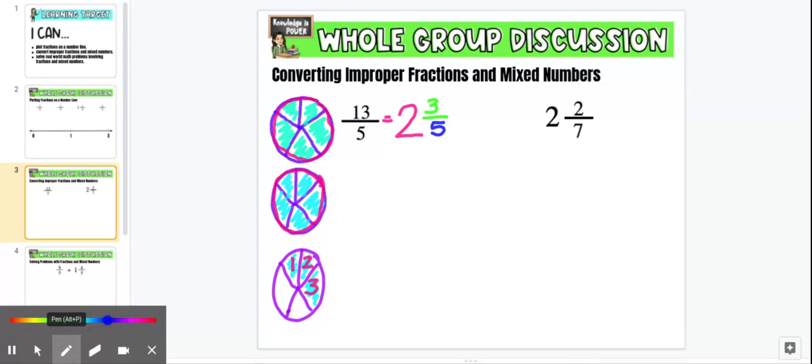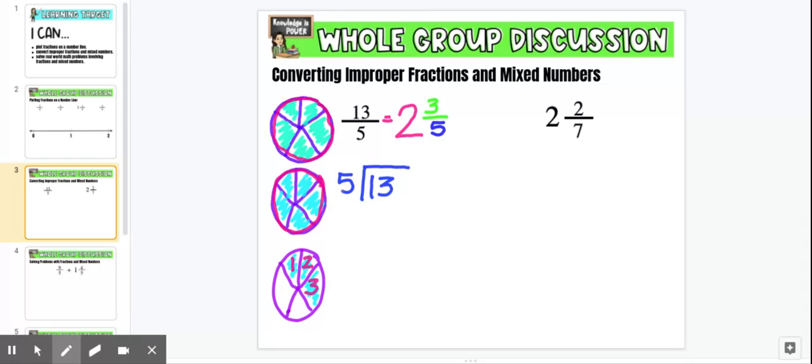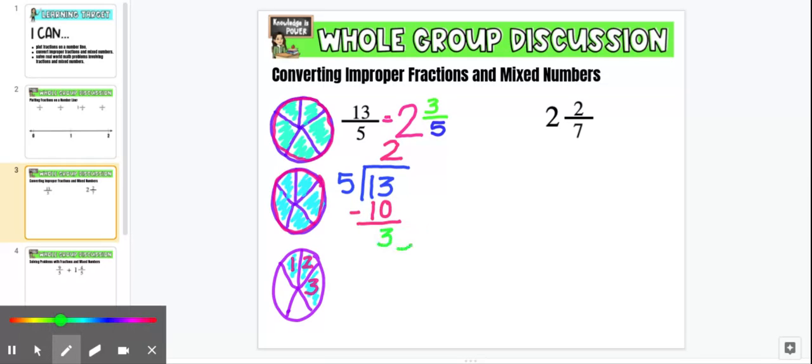Some other ways to do that are to say, okay, well, what if I don't want to draw a picture because it's not super convenient? One way to do it is say, how many times does 5 go into 13? Okay, 5 goes into 13 if you're skip counting twice. 2 times 5 is 10. When we subtract, 13 minus 10 is 3. This comes up. And your denominator always stays the same. And you get 2 3/5.